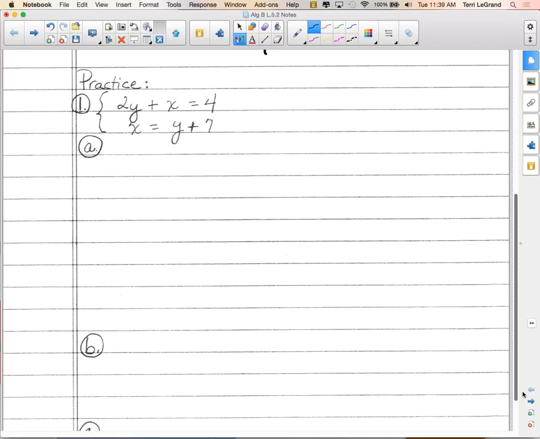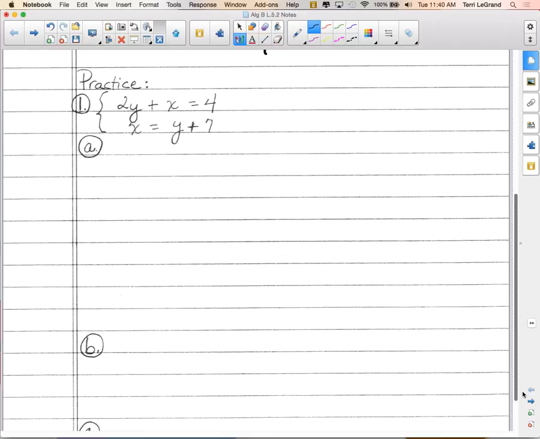Number one, here's our system. 2y plus x equals 4. x equals y plus 7. What's our first step? What are we going to look for? If one of them is solved for either x or y. Okay, do we have that? Which equation is solved already for x or for y? The second equation is. It says x equals, here's what x equals. x is already by itself, here's what it's equal to. What are we going to do with that thing that it's equal to?